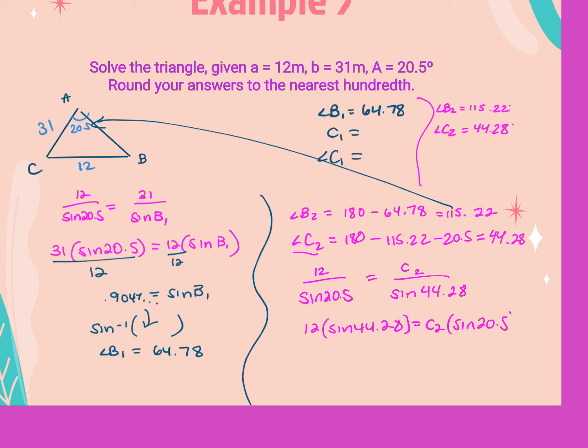Is there an A to it? No. The A is the one that was given, so there's not a 1 and a 2 of that. Whatever's given, there's not a 1 and 2. It's what you find. So I get C2 equals 12 sine 44.28 divided by sine 20.5. And C2 is 23.9229, so 23.92.